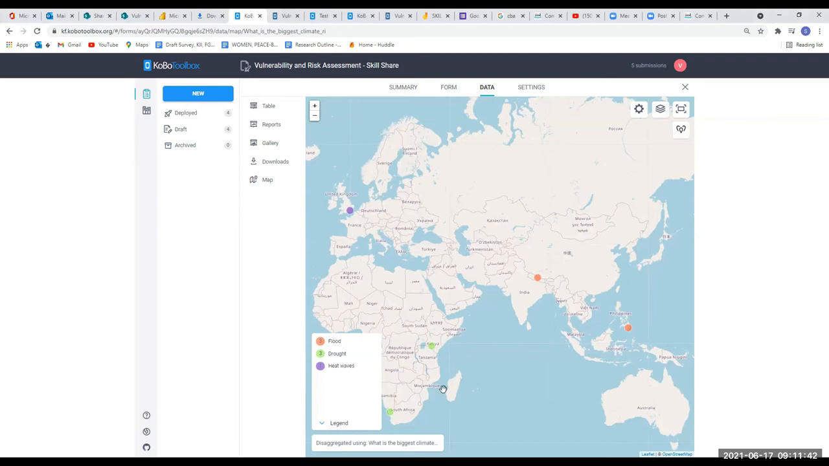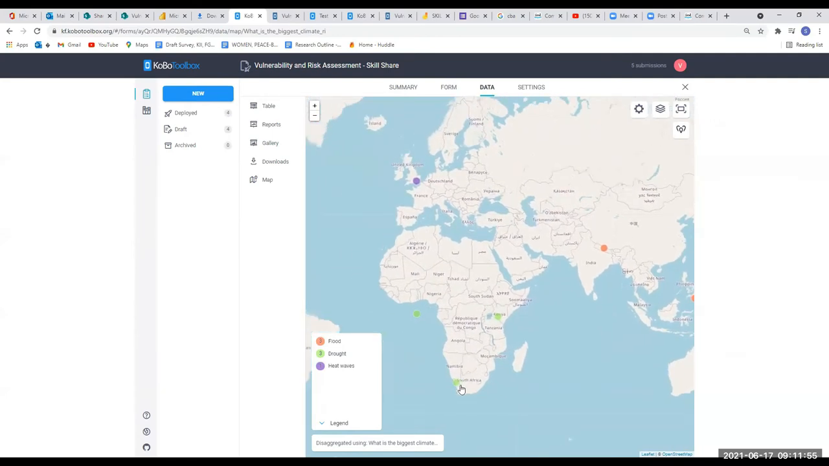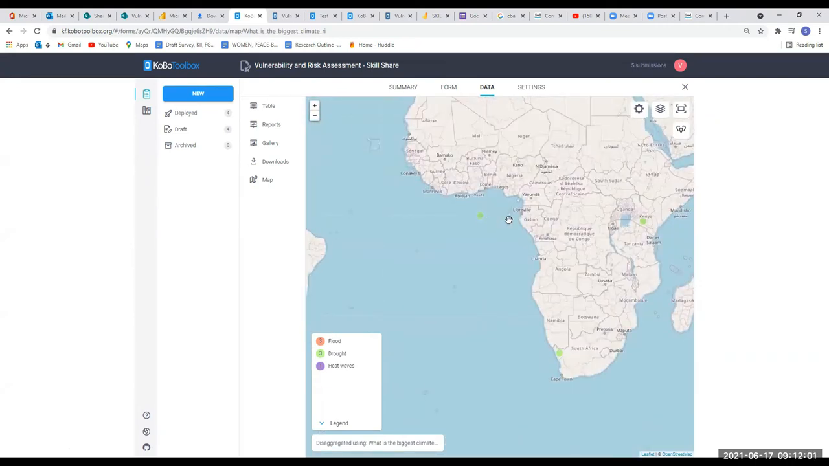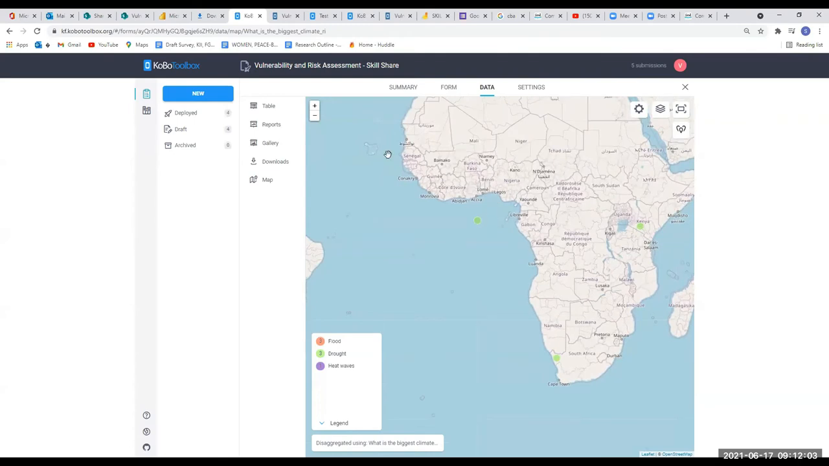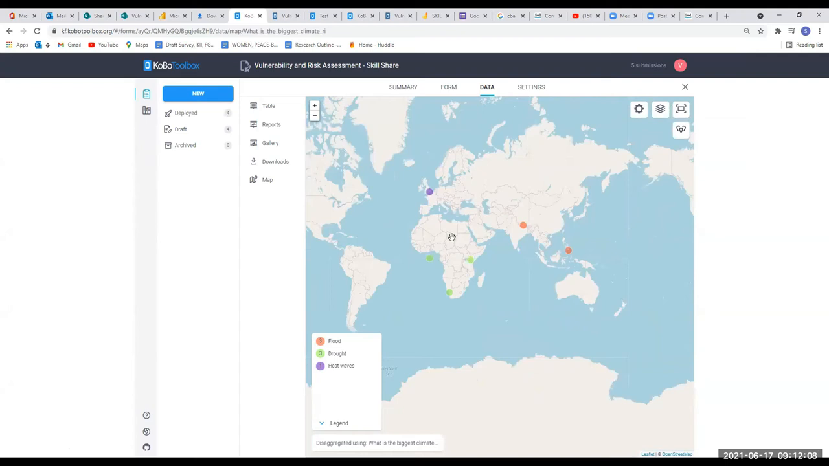So the colors also indicate where these climate risks are located. Here we see that the drought is here in Kenya. We also have one here in South Africa, and another one somewhere in Nigeria. So basically this is how the built-in dashboard works in Kobo Toolbox.